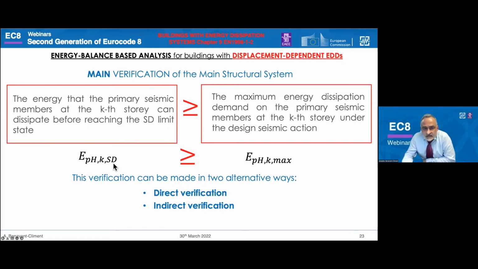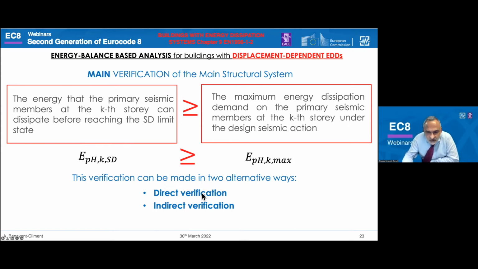And we have to check that this energy, called here EPHKSD, is larger or equal to the maximum energy dissipation demand on the primary seismic members of the main structure at the K story under the design seismic action. It will be called here EPHK max. This verification can be done in two ways. There are two alternative ways.